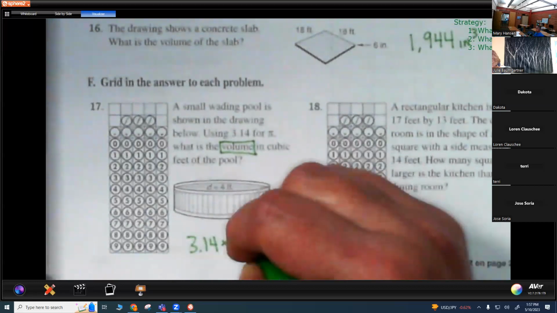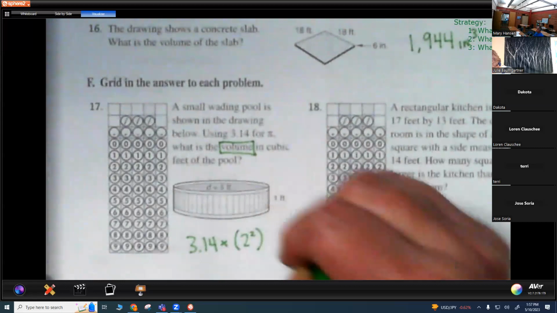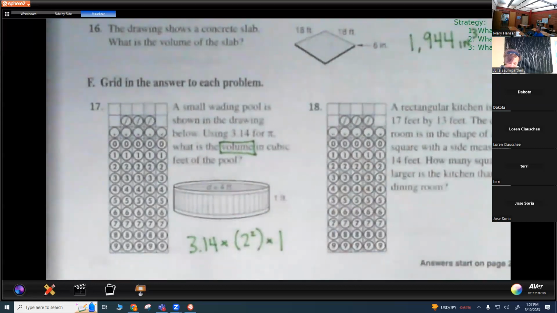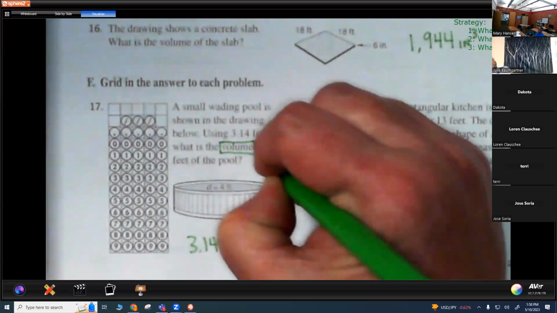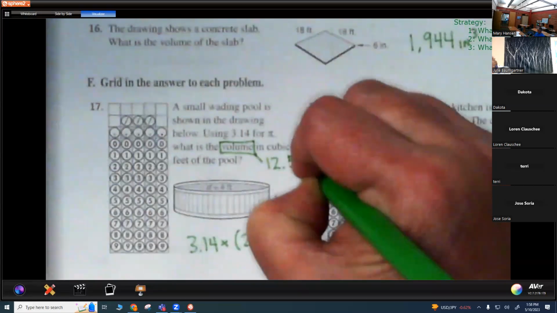So we're going to square it anyway, right? And then times the height. So not too challenging there. So the volume of the pool should be 12.56 cubic feet.